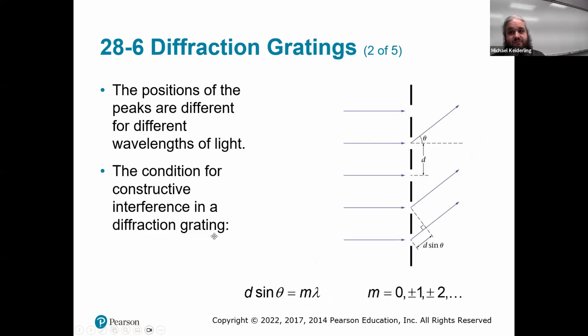The positions of the peaks end up different for different wavelengths of light, and so diffraction gratings will split light out based on its wavelength. They can be used to separate light out into a spectrum. The condition for constructive interference in a diffraction grating is d sine theta equals m lambda, where d is the distance between the slits.